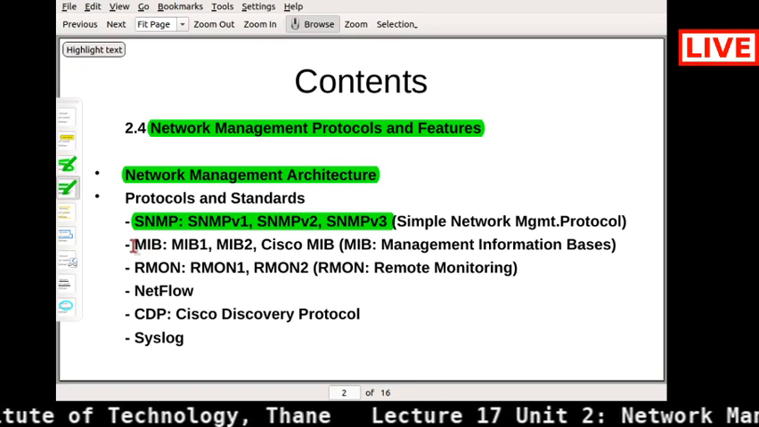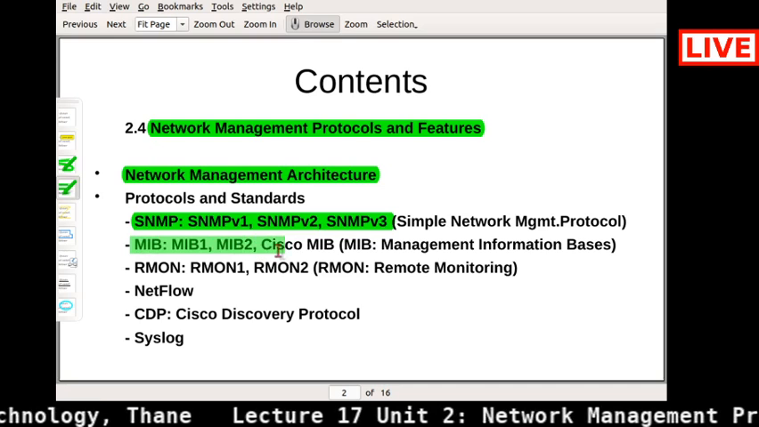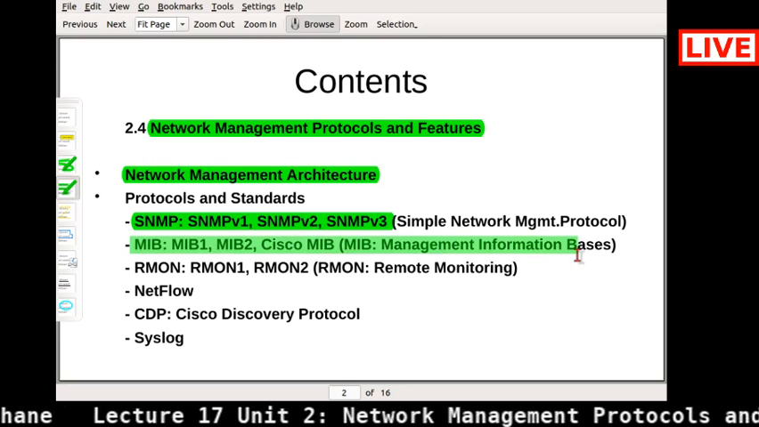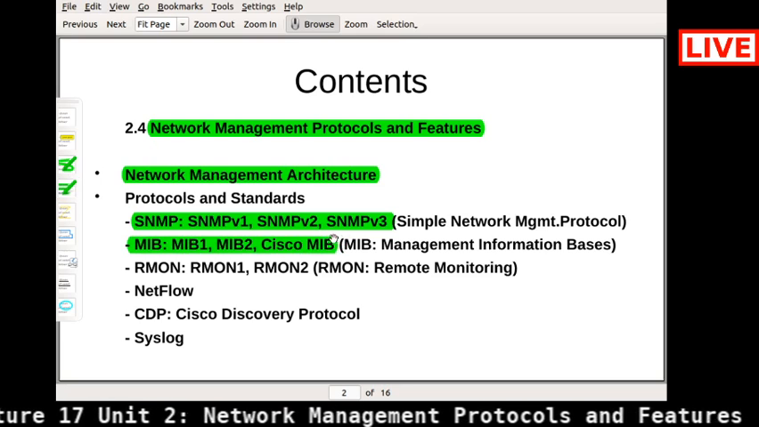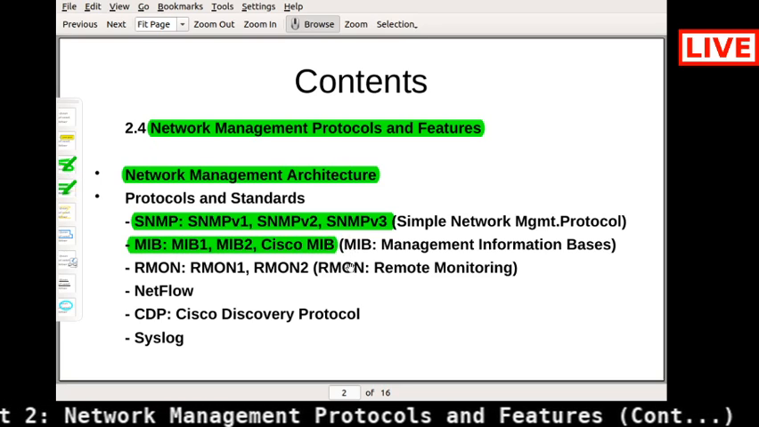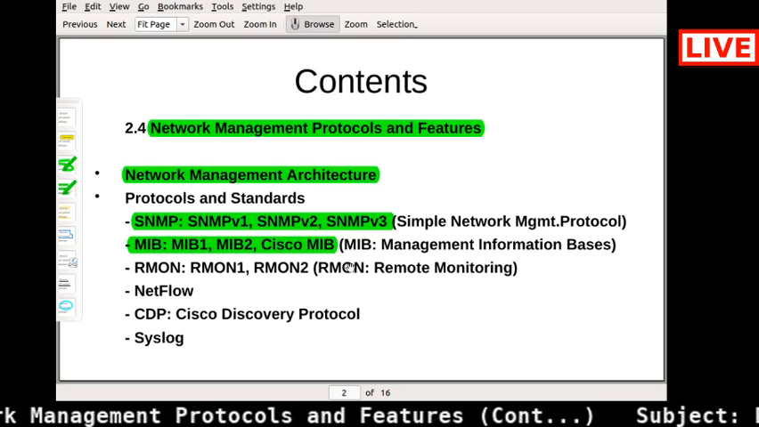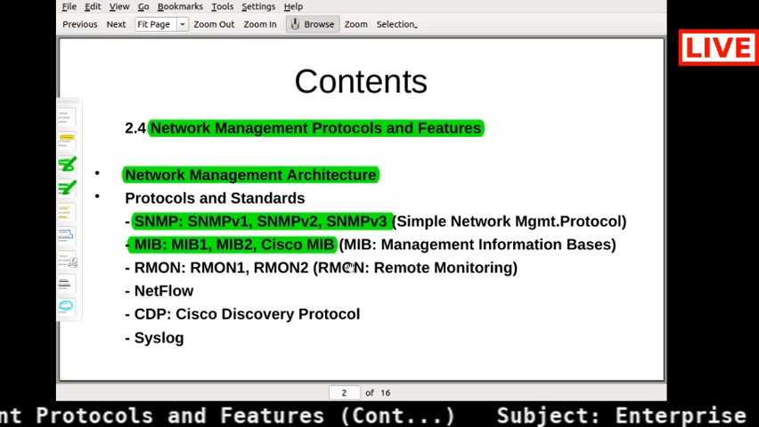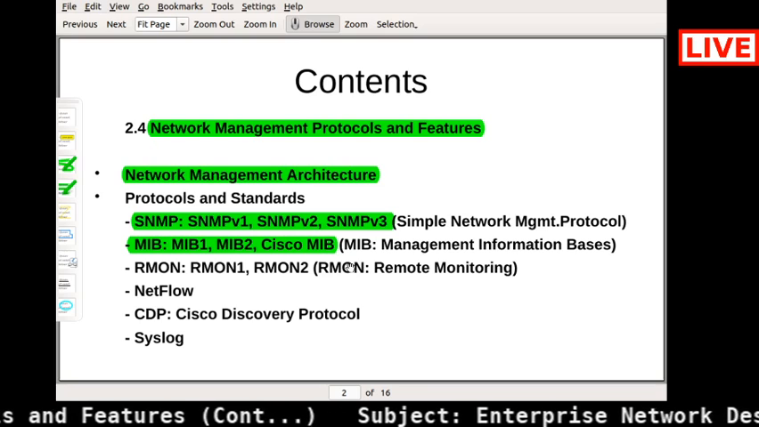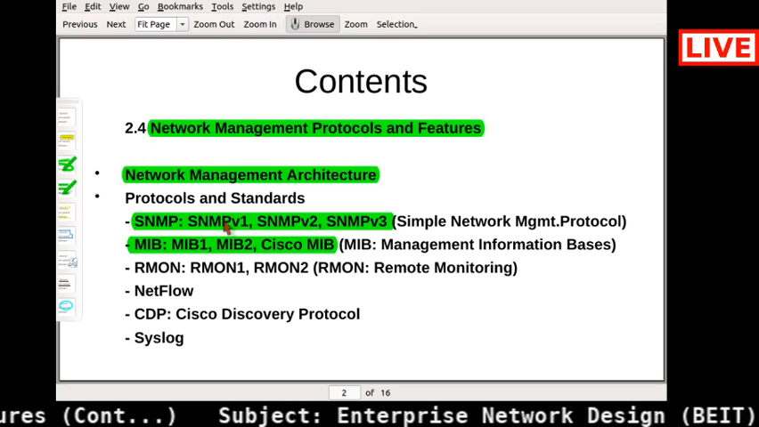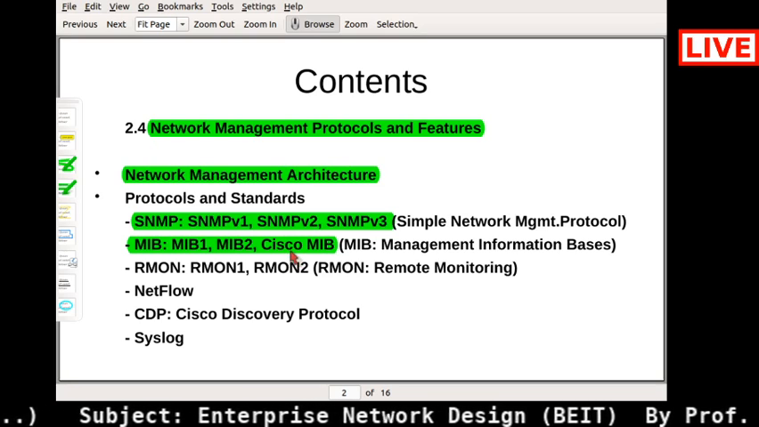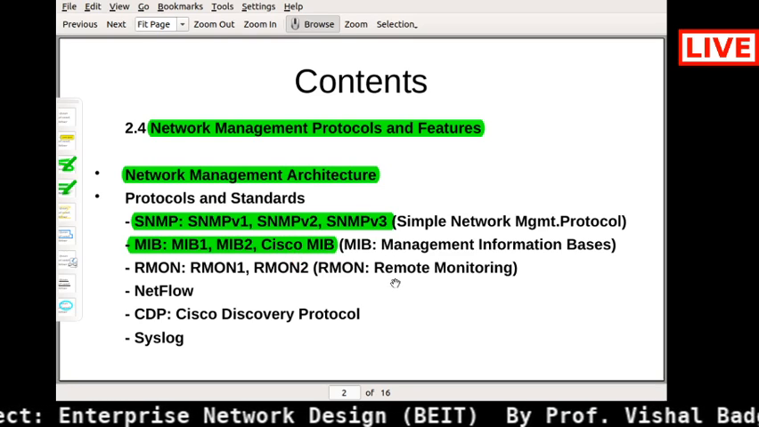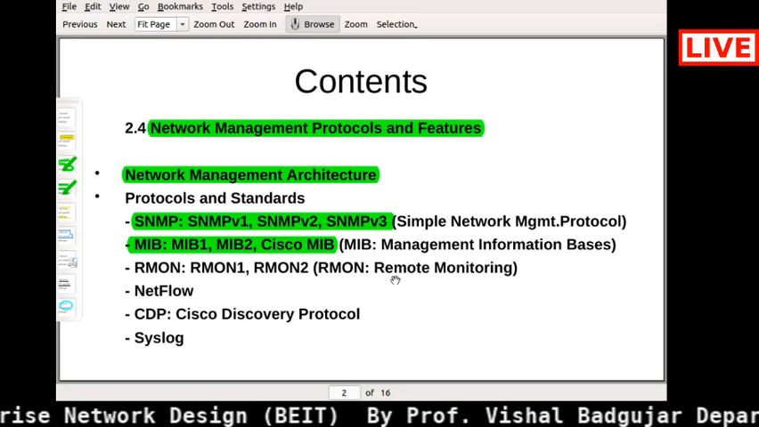Then we have done MIBs, that is management information bases. In these there are three types, that is MIB1, MIB2 and the private MIBs, which are vendor specific. Cisco's MIB we have also seen. So all these things we have covered in our last session.